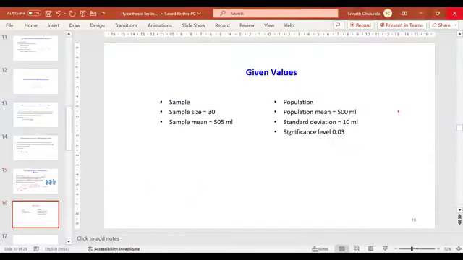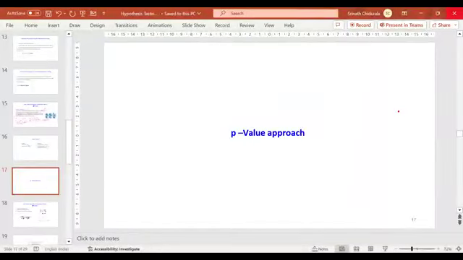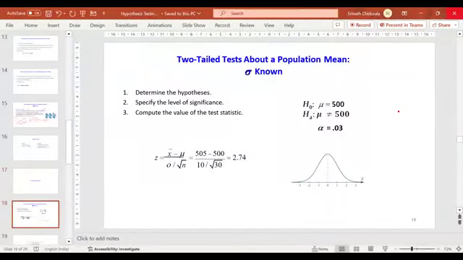Now let's go step by step. With this particular example, we know that sample size is given, sample mean is given, the population mean is given, standard deviation is given, significance level is given. So these are all the given values. With these given values, we will go and do this hypothesis testing, and here we will use the p-value. Here we will go only with the p-value approach, just to avoid confusion. And in the industry also, usually we only go with the p-value approach rather than the critical value approach or the confidence level approach.